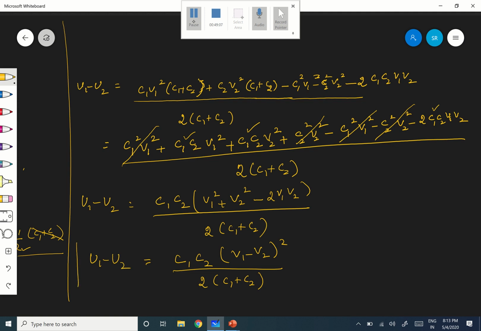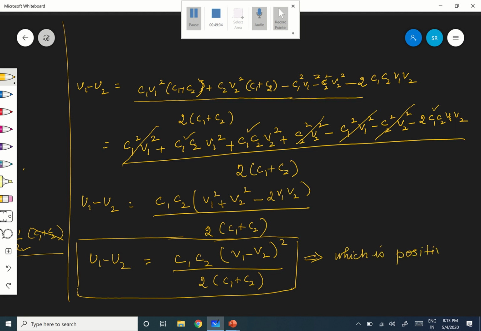What do you see? The result says, okay, here C1 C2 capacitance is always positive. Therefore U1 minus U2 is C1 C2 by 2 into C1 plus C2, into V1 minus V2 the whole square. Therefore definitely it has to be positive. Definitely this quantity is positive. So which means that U1 minus U2 is positive, therefore you can say U1 is more than U2.